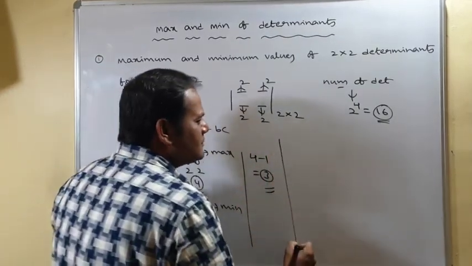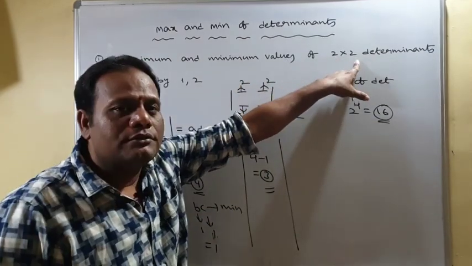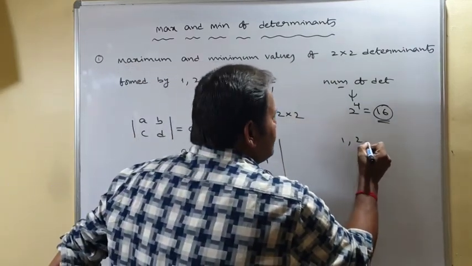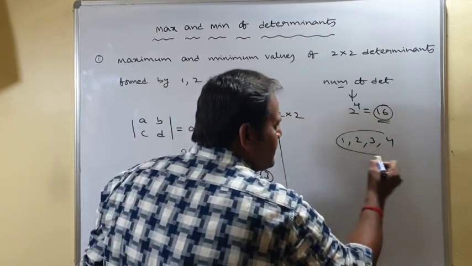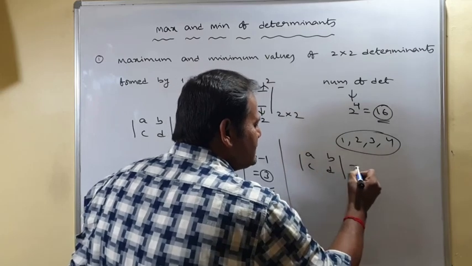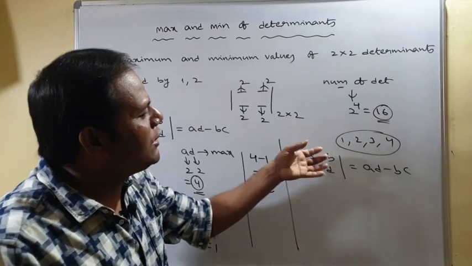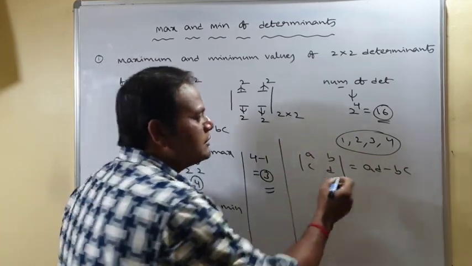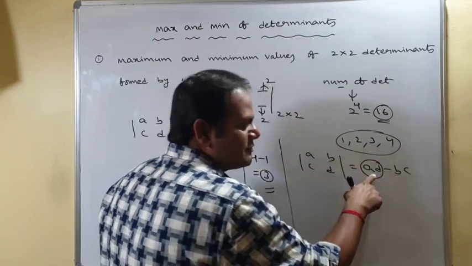Suppose the question is: maximum and minimum values of 2 by 2 determinants formed by 1, 2, 3, 4. Formed by these 4 elements. We try to solve it. A, B, C, D. What is the determinant? AD minus BC. I want the maximum value of AD minus BC, so AD must be greatest.